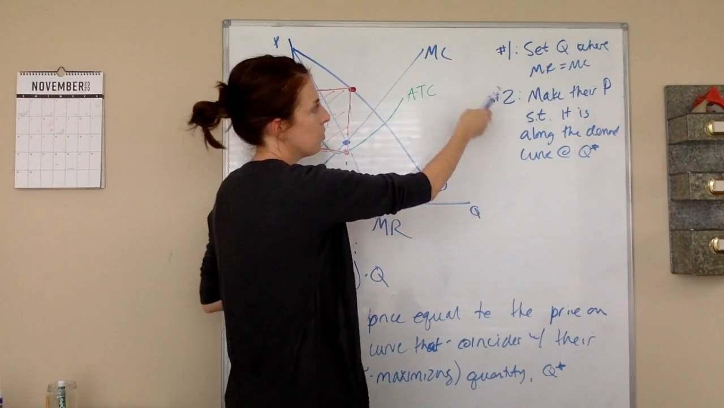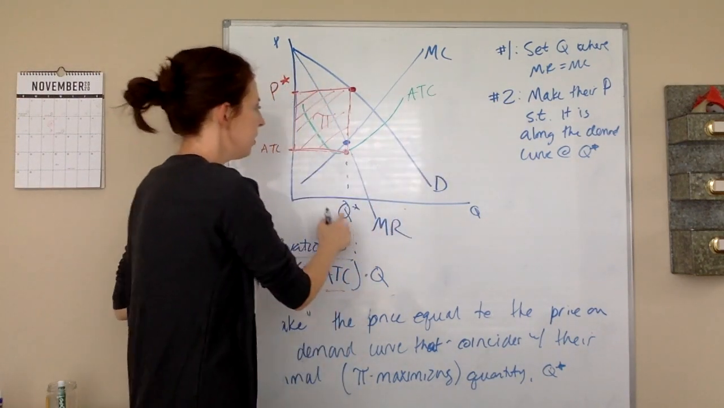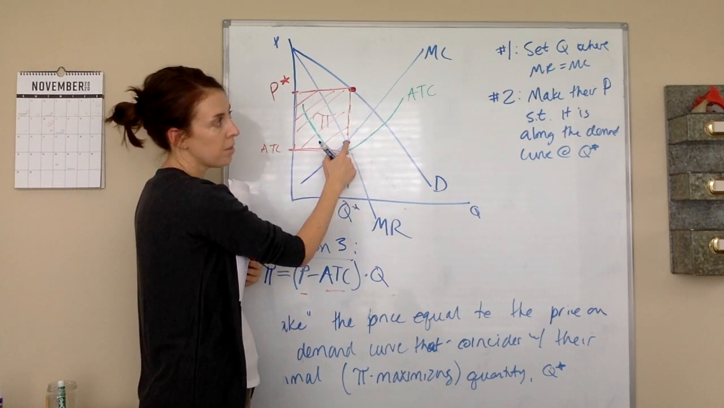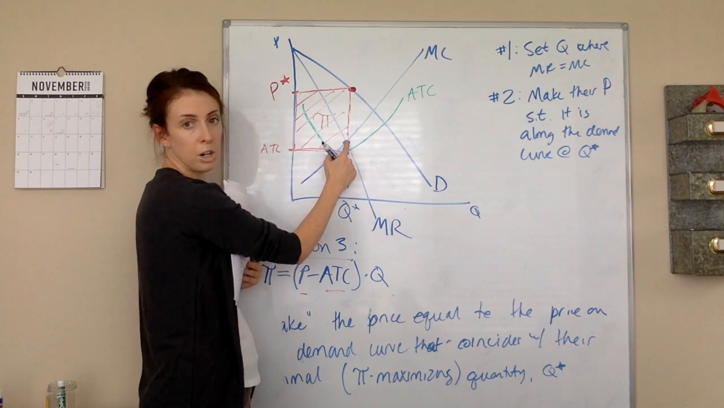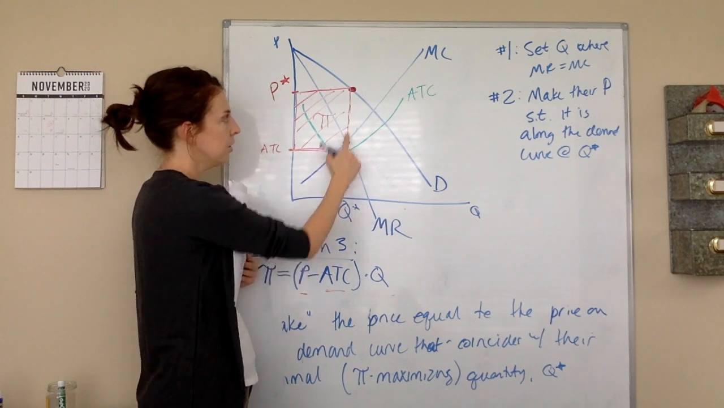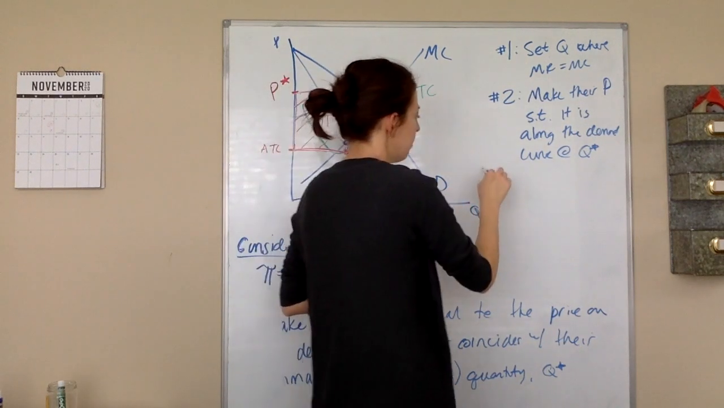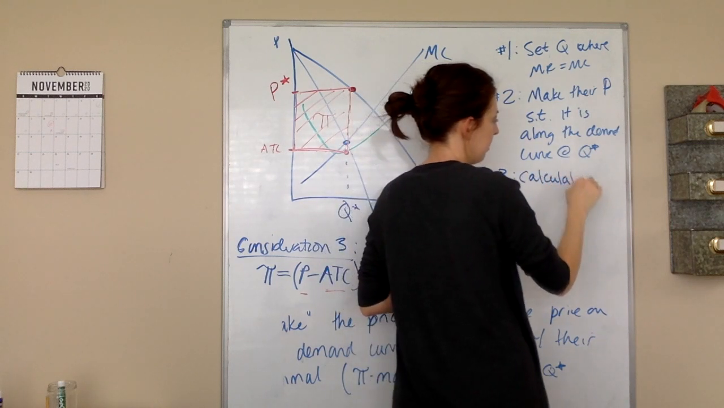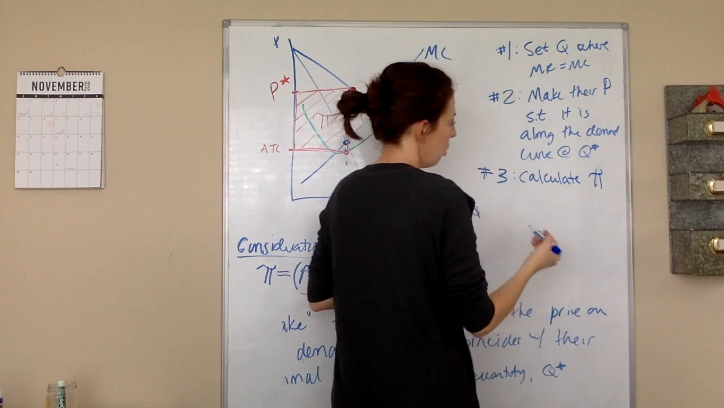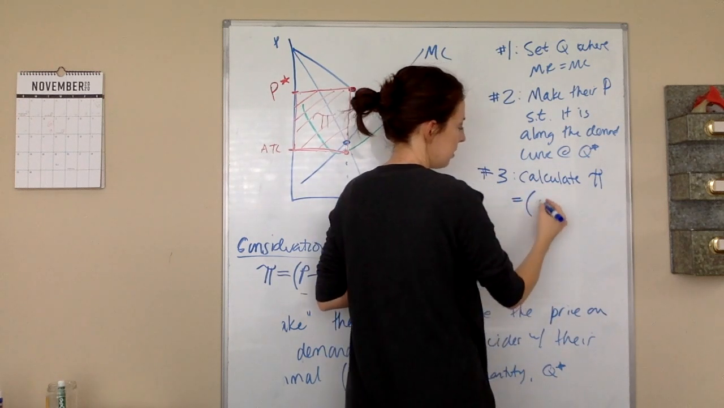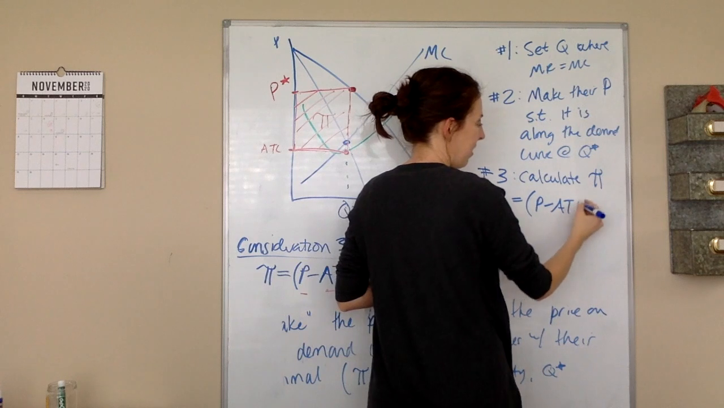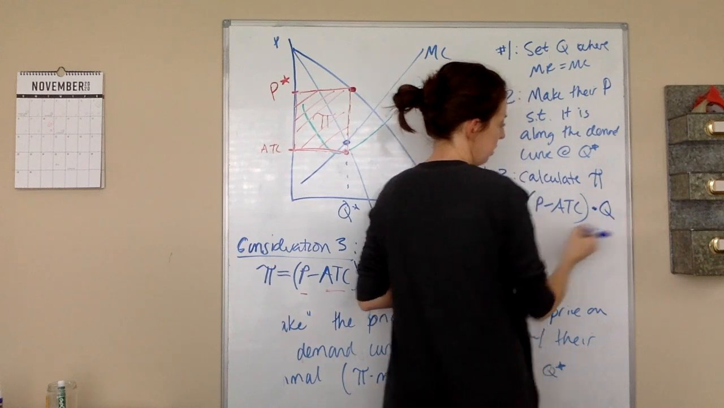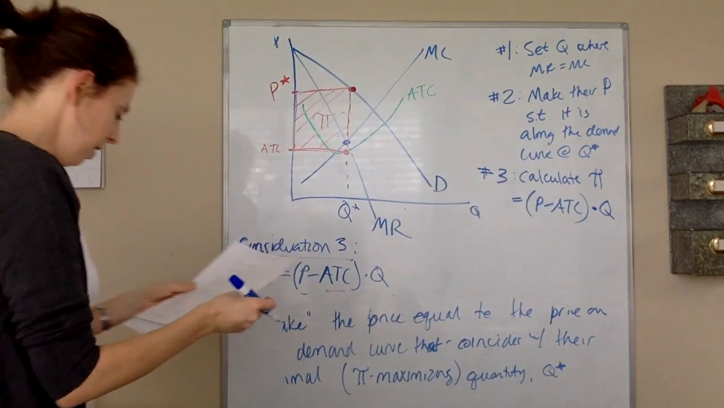Okay, so to keep the list going here, what does the monopoly do? First of all, they set their quantity where marginal revenue equals marginal cost. Number two, they set their price along the demand curve where Q is at. Here's Q, here's the price. Number three, they can calculate their profit, which is again equal to the difference between the price they're charging and the average total cost at the level of production they're sitting at, times the level of production that they have.